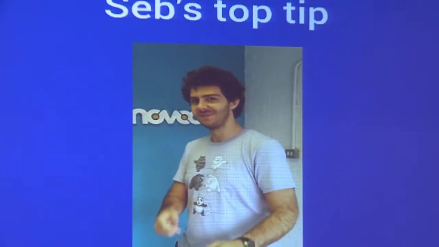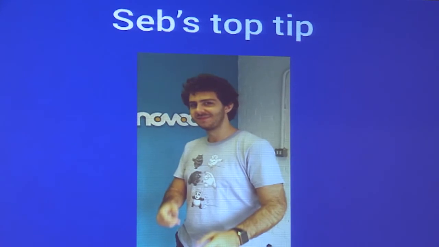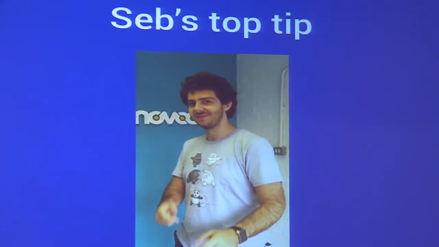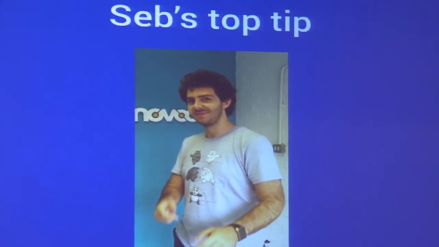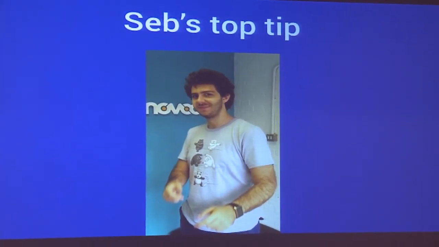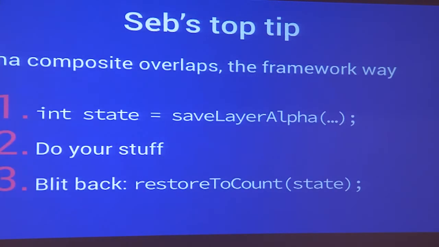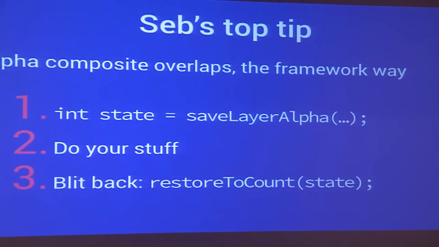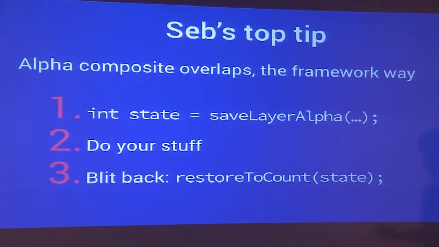So it's time for a top tip. Our top tip is about drawing translucent stuff on a canvas. It's fairly easy, but in some cases, it might be tricky. There is an easy way to do it, and it's actually the same way the framework does it when you set the alpha on a view, for example.